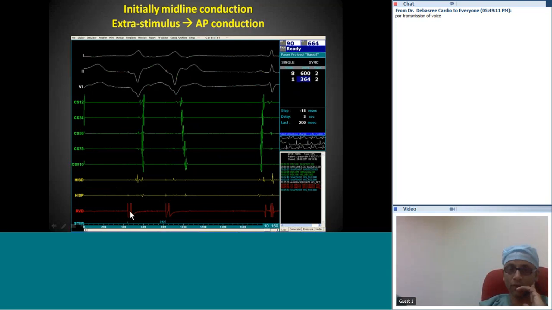Now here, this is something interesting. At initial drive train, it is going through the normal midline conduction. However, when I give the extra stimulus, which is 380 milliseconds, you have reached the refractory period of the node. So it can't go through the node anymore. Now it goes through the pathway, because the accessory pathway has not reached its refractory period. So in EP study, that's the reason you need to keep your eyes wide open all the time. You never know when you will see what.